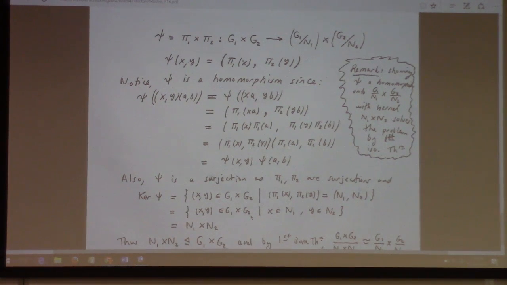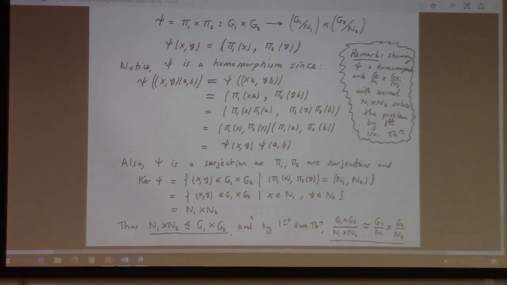Any question? No? And so what's the kernel? Well, the kernel works out to being the Cartesian product of the kernels of the maps which we're producting. And so it's just n1 cross n2. So then the first isomorphism theorem says that if we look at g1 cross g2 mod n1 cross n2, that's the kernel. So it's going to be isomorphic to the image. By the way, the image is the quotient cross the quotient, because it's pretty clear that these are surjections onto that and that. So the image of psi is just this cross that.